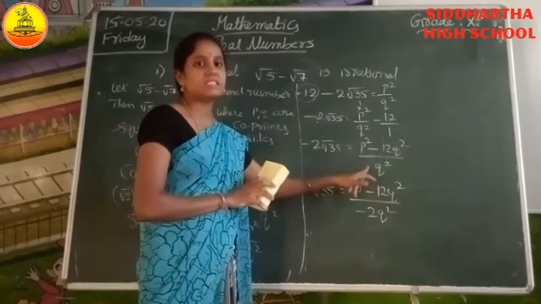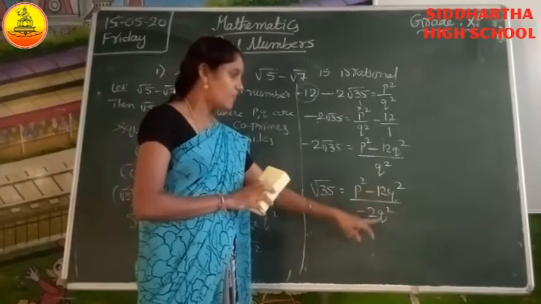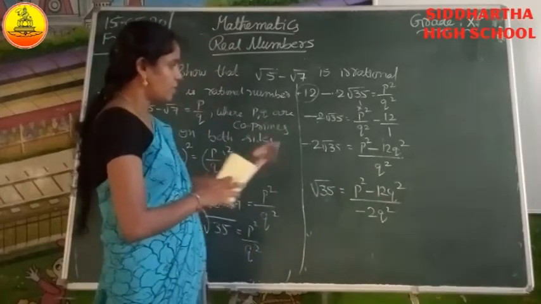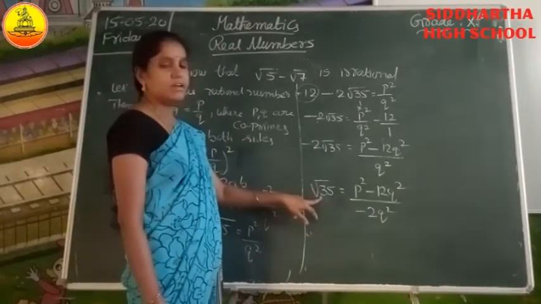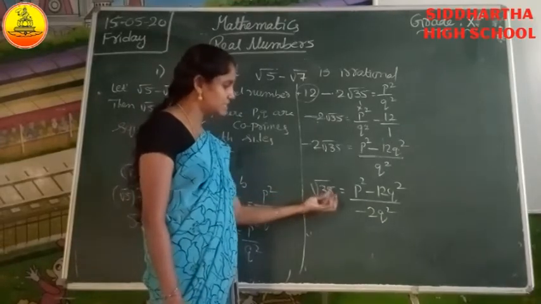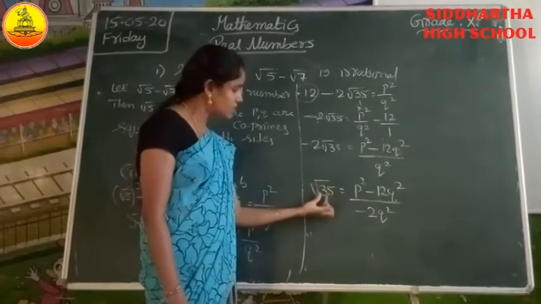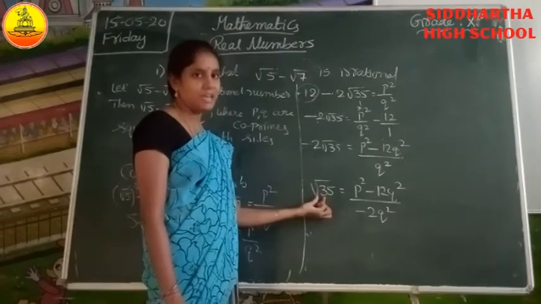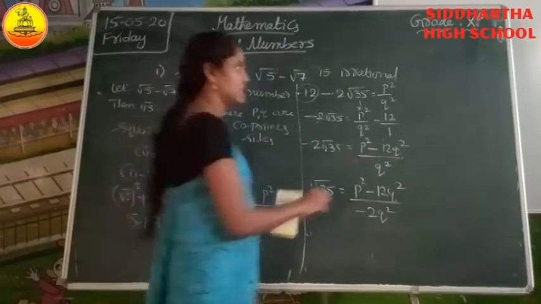Already q square is present in the denominator, so we have to write q square. Now we have left only one number, so it is completed. So what is LHS? It is not a perfect square. If it is not a perfect square, it is an irrational number. Here LHS is irrational.